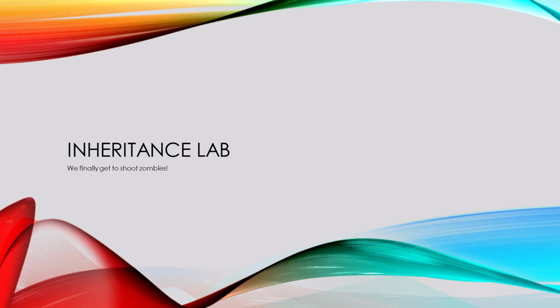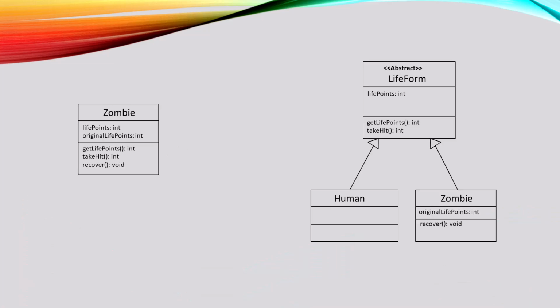One lab to go. In this lab, we're going to build a battle between humans and zombies. We will start by building a zombie class. They have life points. They can be shot with the take hit method, and they can recover some of their life points. The tests for these functions are given to you, but here are my clues.